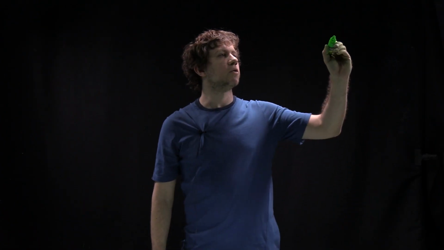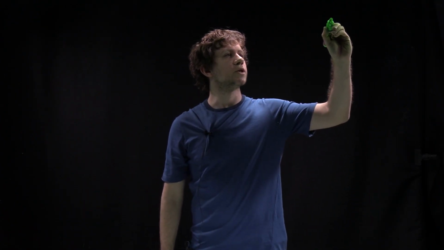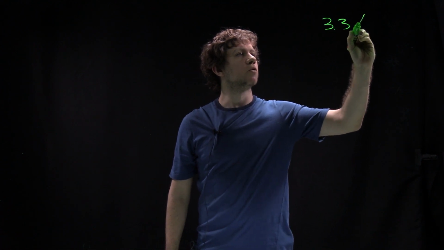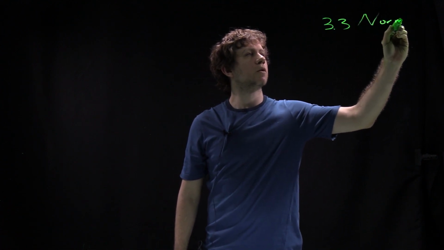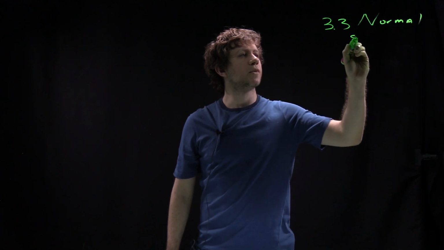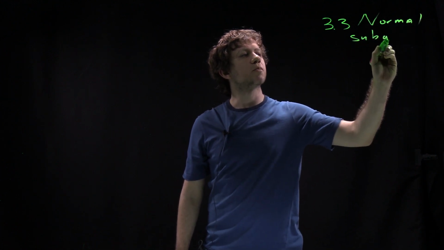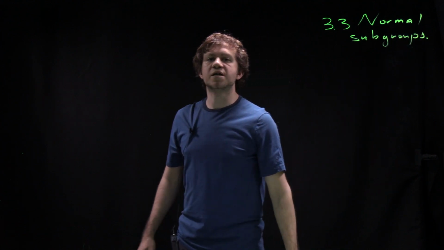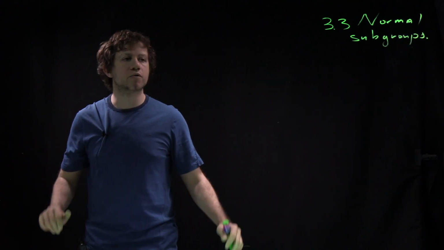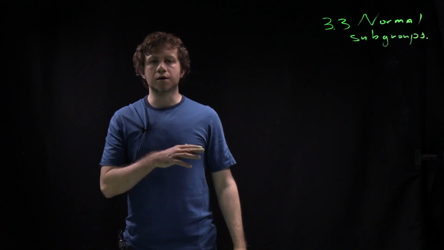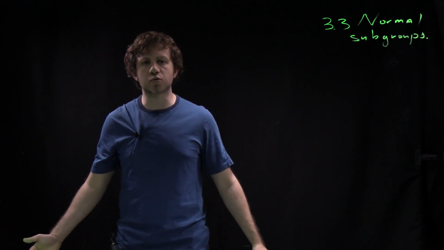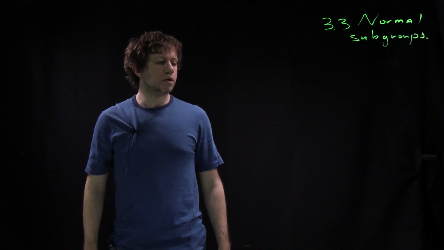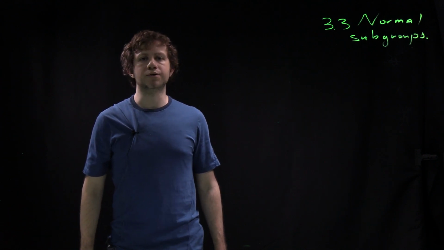Now I want to talk about normal subgroups. So this is 3.3, normal subgroups. Suppose you have some group, let's say the group of symmetries of a tetrahedron or something like that. Usually such groups have lots of subgroups of different sizes, and not all of them are equally interesting.